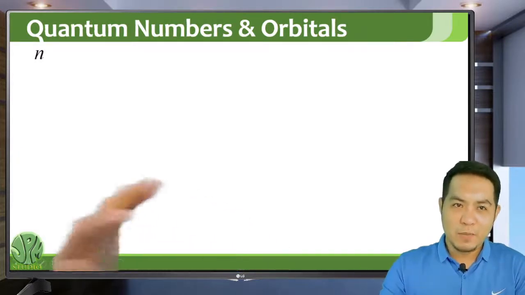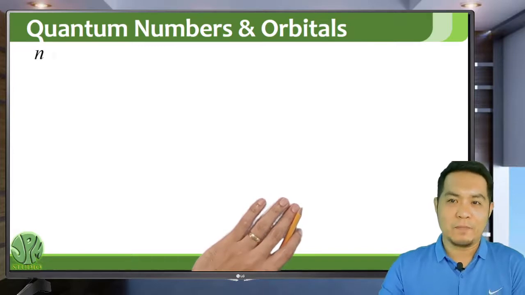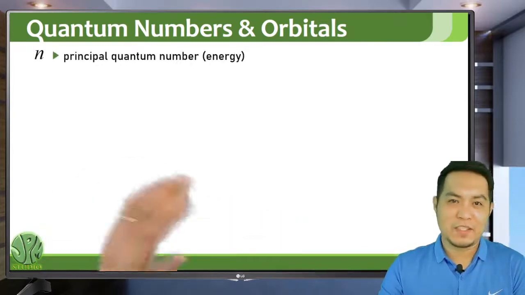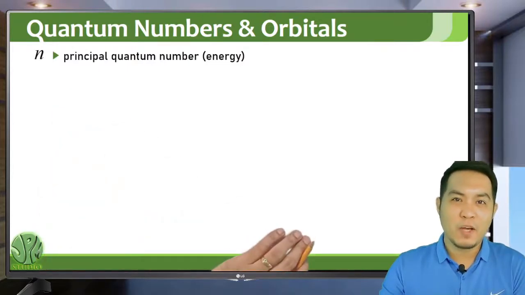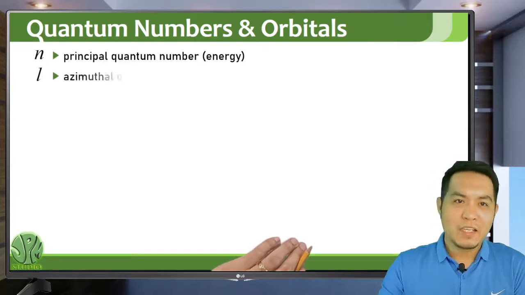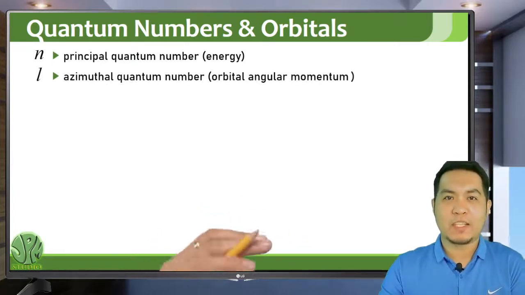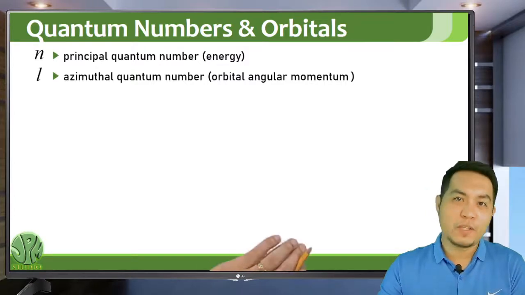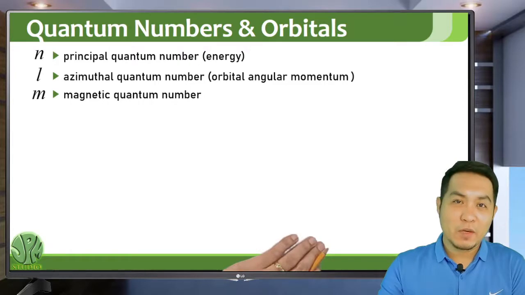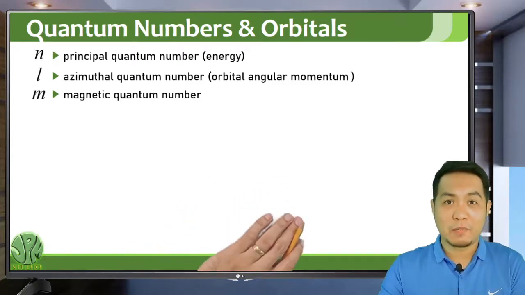So let's now explain the meaning of the three subscripts n, l, and m. So you actually have discussed this before in your basic chemistry. So n is what we call the principal quantum number. Usually it's associated with energy. l is what we call the azimuthal quantum number, which is usually associated with the physical quantity called orbital angular momentum. And m is the magnetic quantum number, which is further associated with angular momentum.